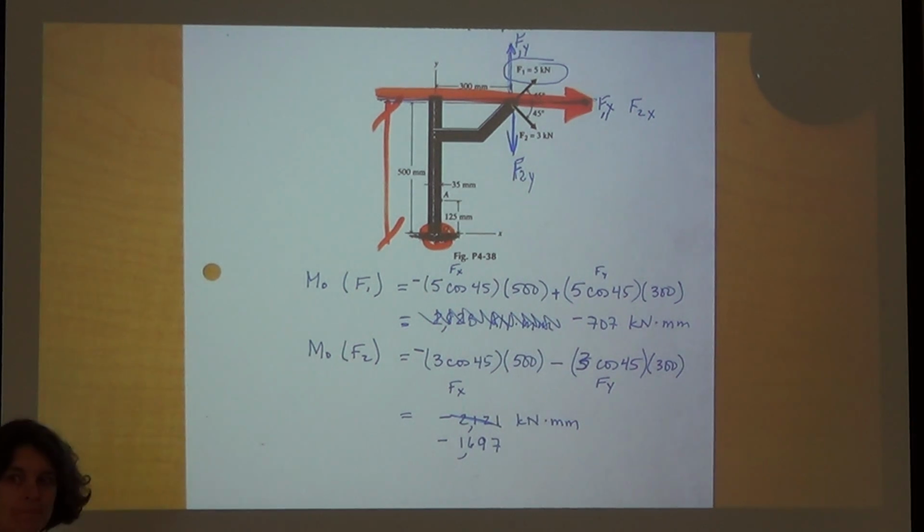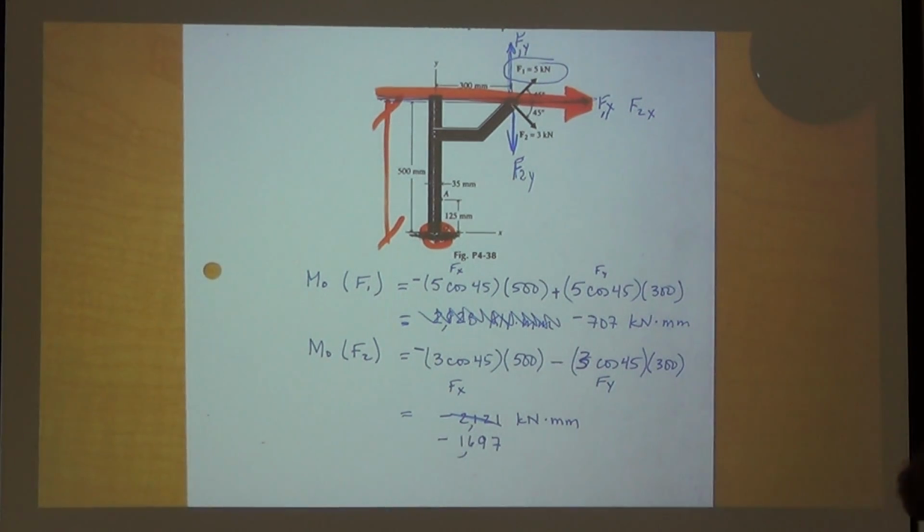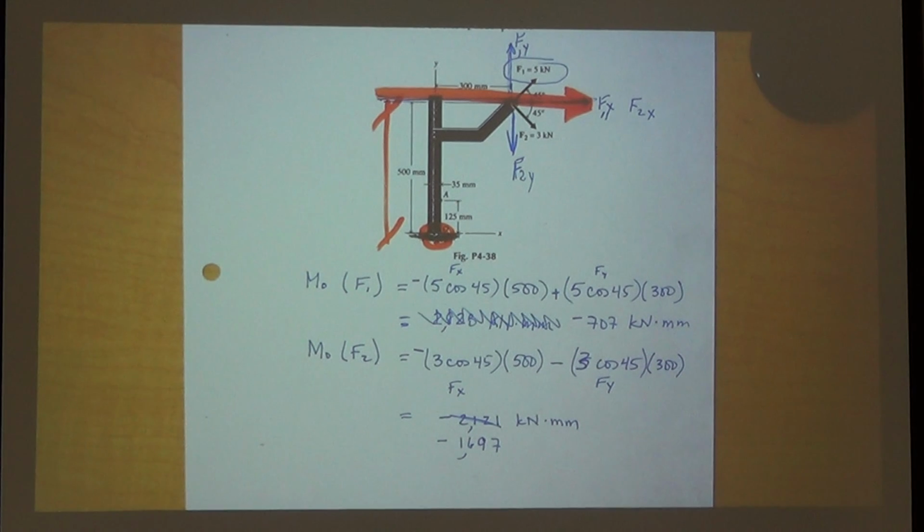Everybody get that? Okay, I think you're comfortable. Let's do a 3D one. All right, then we'll come back and do vectors. Let's do one that, it'll get a little complicated as we go along.